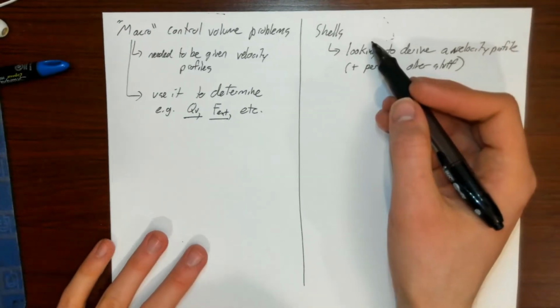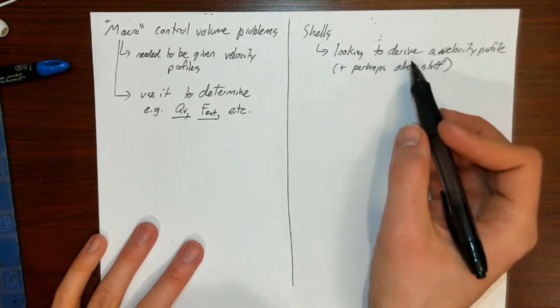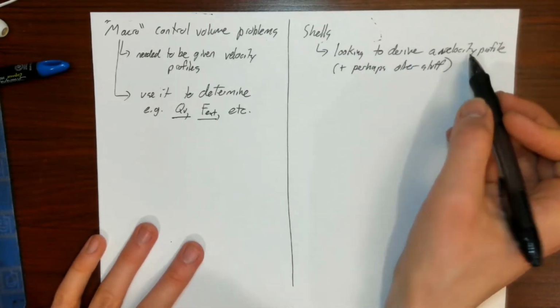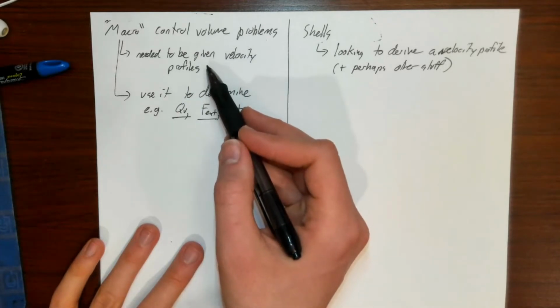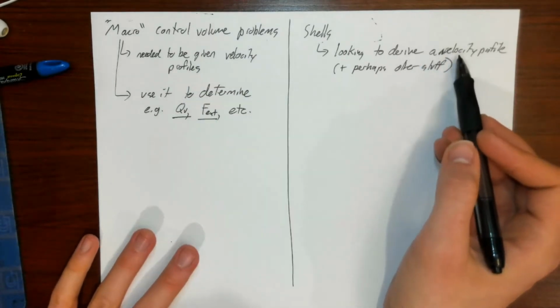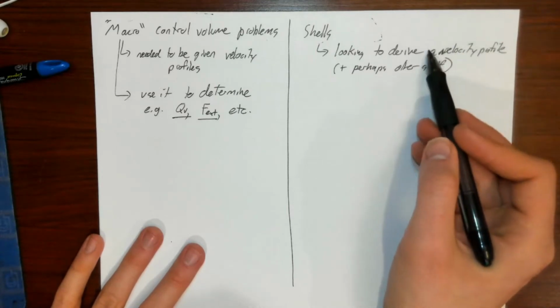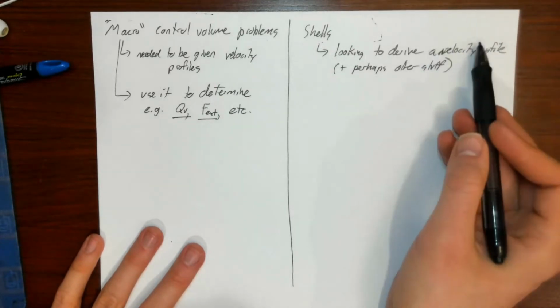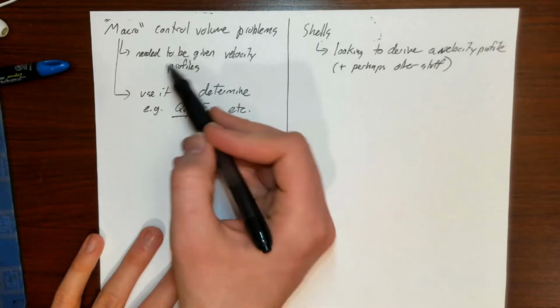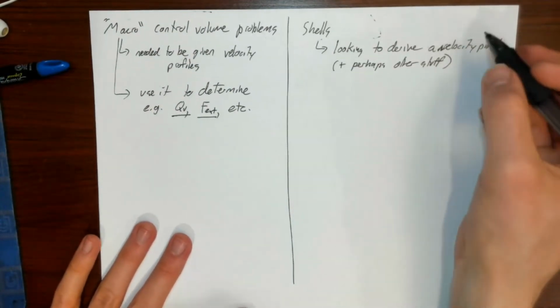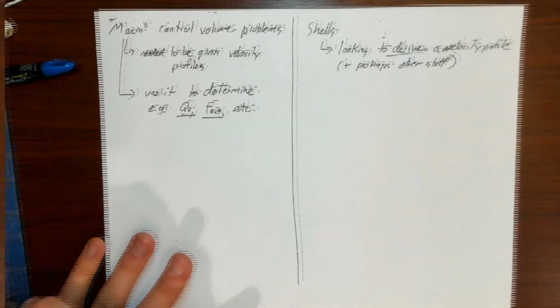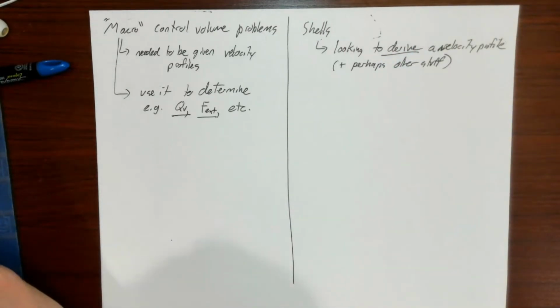Let's contrast this to shells, where we're looking to derive a velocity profile. So we're not going to rely on the crutch of someone else having given us a velocity profile. We're now going to stand on our own two legs and be able to derive what this velocity profile is ourselves. And then we can go ahead and use it if we wanted to get some of these details like volumetric flow rates or external forces. But the idea here is we're looking to derive a velocity profile, not just be given it.